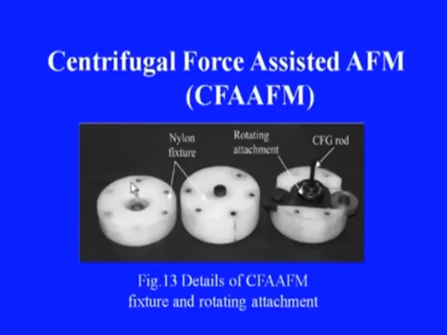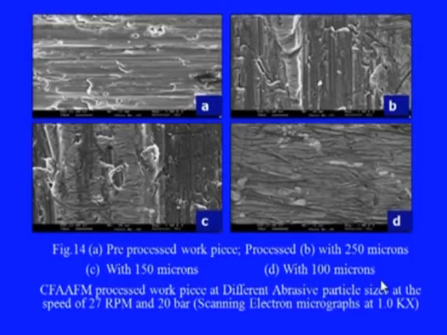So, this is a fixture or tooling arrangement with the gear etc., and the CFG rod, centrifugal force generating rod. This rod will be kept on rotating with this gear arrangement at different speeds during the process. These are some of the results obtained through this centrifugal force assisted abrasive flow machining.